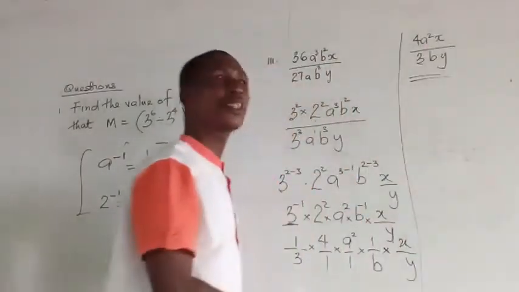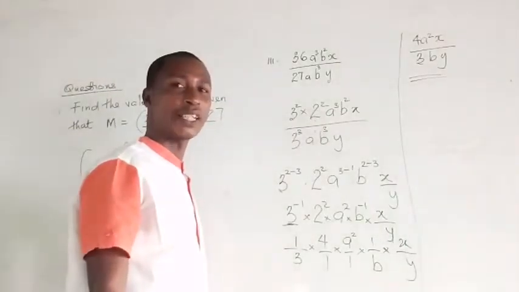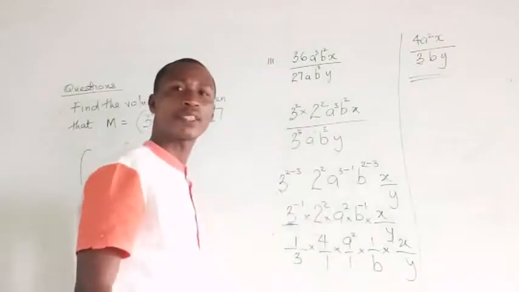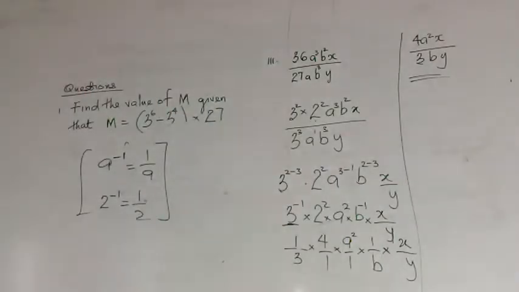You can't do anything about 4 and 3 because they are numbers and they are not the same. So in this case, you leave your answer in this manner. See how I explain this. You just have to look at it step by step and make sure you get the fullest understanding.